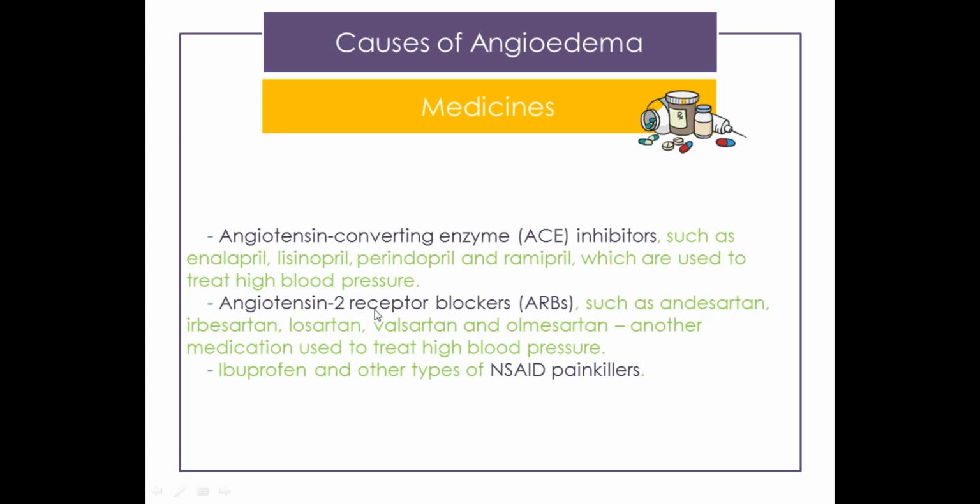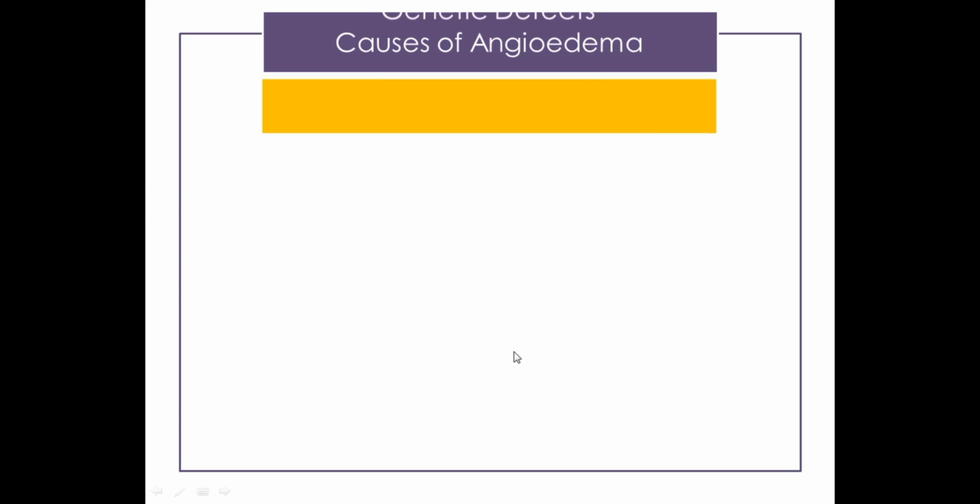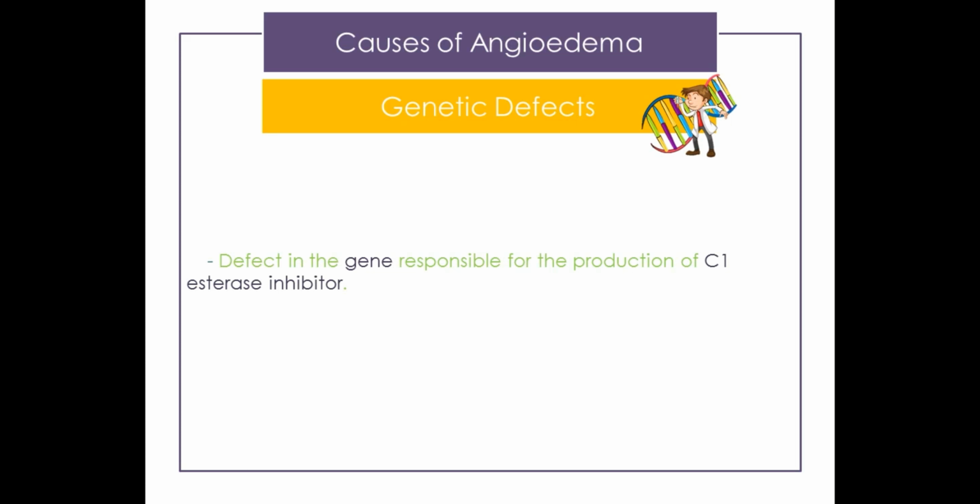Also, angiotensin II receptor blockers, ARB drugs, okay? And they also are used for the same reason, for treating high blood pressure. We talked much more about that, which is having a defect in the gene which is responsible for the production of C1 esterase inhibitor.